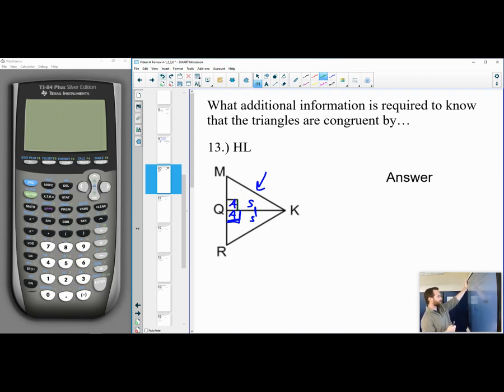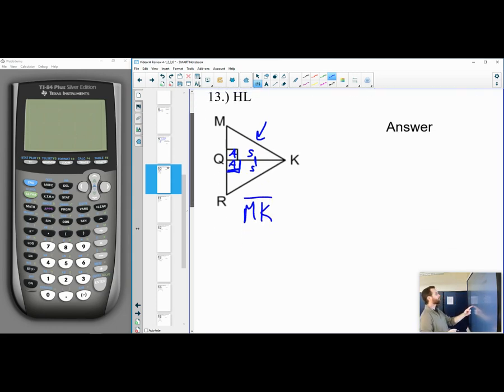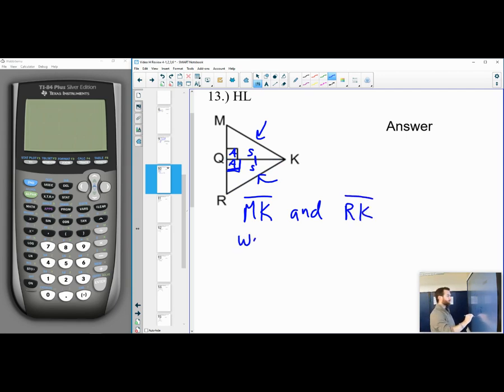So what segment was that? Let me undo that. So that was segment MK. Let me try and write this down here so it's not over the answer. And what would it be in the other one? In this triangle, the hypotenuse, again, imagine this is an arrow pointing at the hypotenuse, would be RK. So I can undo that now that we see it. So we would need this to be marked. So segment MK and segment RK would need to be congruent.